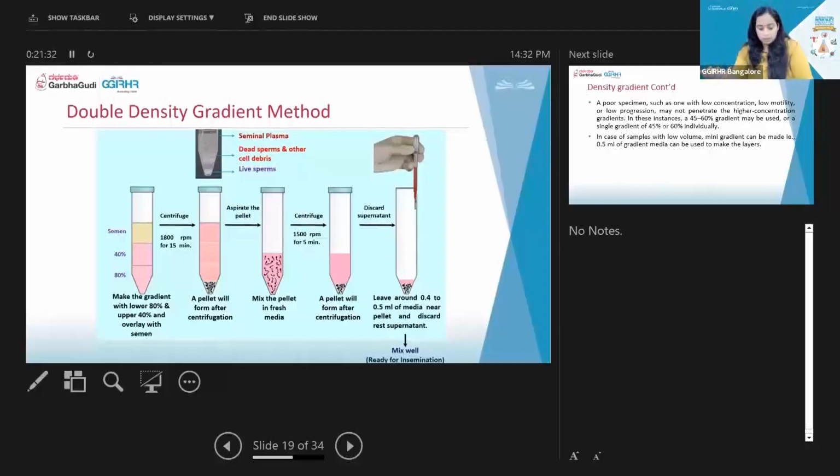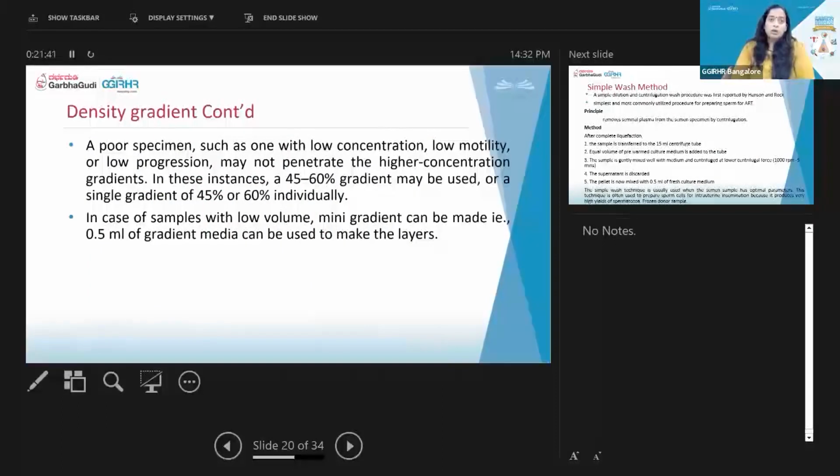That is another way of getting highly viable sperms for IUI or even IVF or ICSI. Now, there is no fixed protocol as such, because you can take a call based on the quality of the sample. It's not that you should only use 80 and 40% or 90 and 45%. In case of a poor semen sample, with low count and low motility, the sperms will not be able to filter through such a high concentration of colloidal solution, like the 90% density gradient, which is highly concentrated.